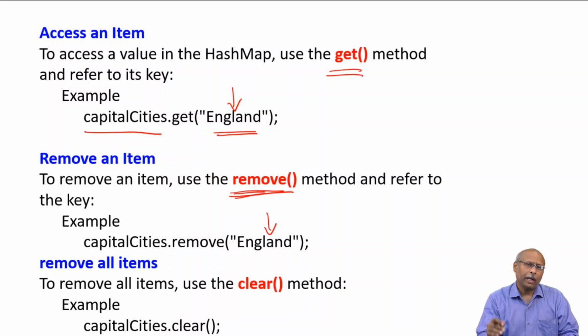In the HashMap, we have multiple items. If you want to remove a particular item, you can write the remove method by providing the particular key.